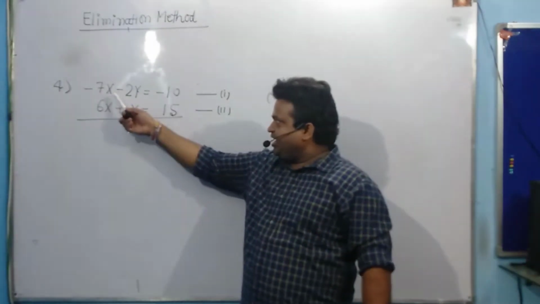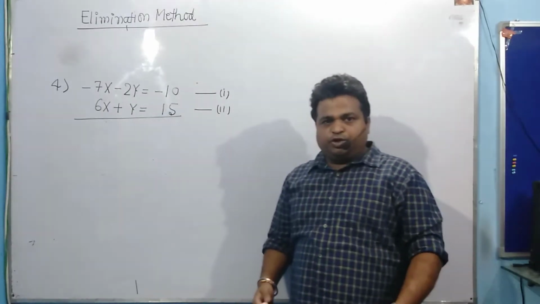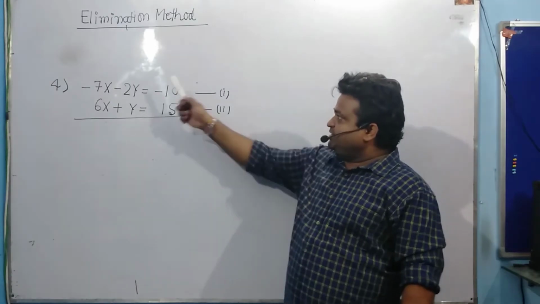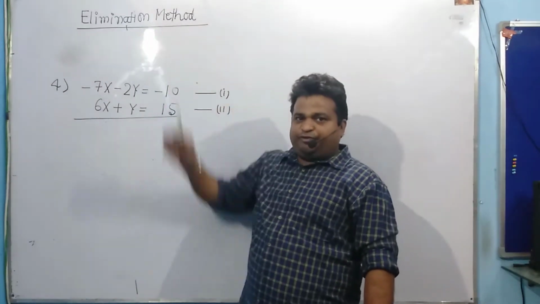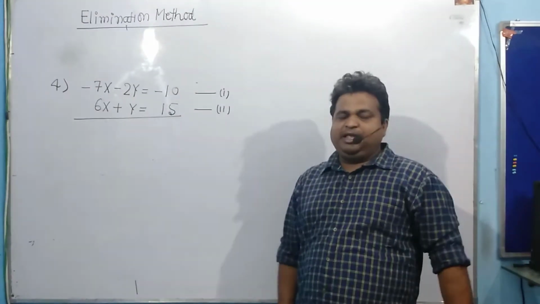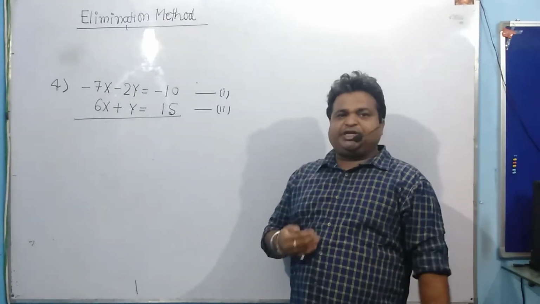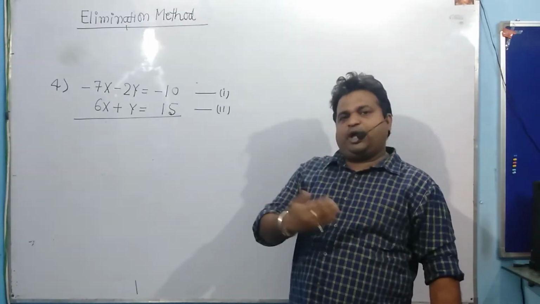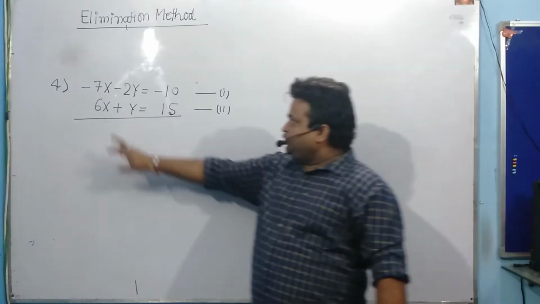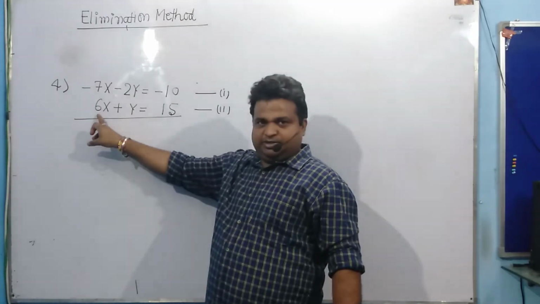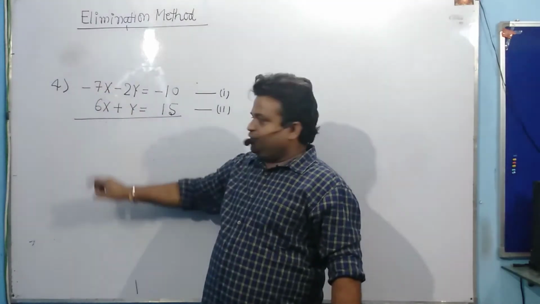What is the value of x? What is the value of y? You need to calculate. So this is your objective. Now since this method is elimination, first you eliminate one variable by making the coefficient of either the x variable or the y variable equal. So here the x coefficients are 7 and 6. To make these equal, you need to multiply.